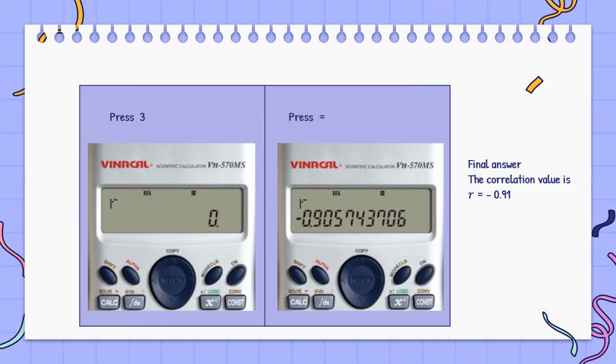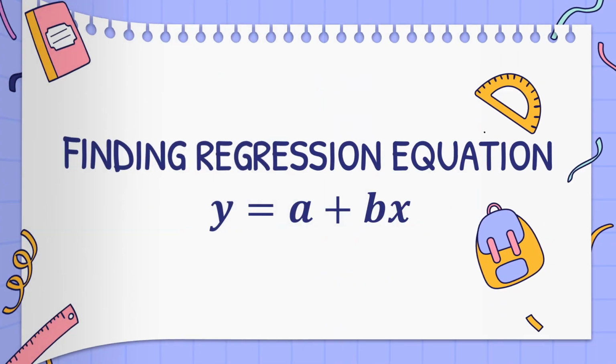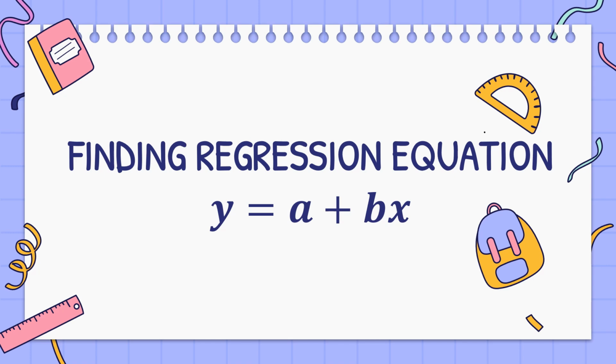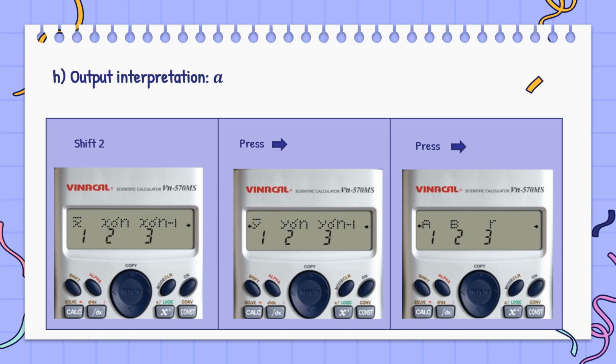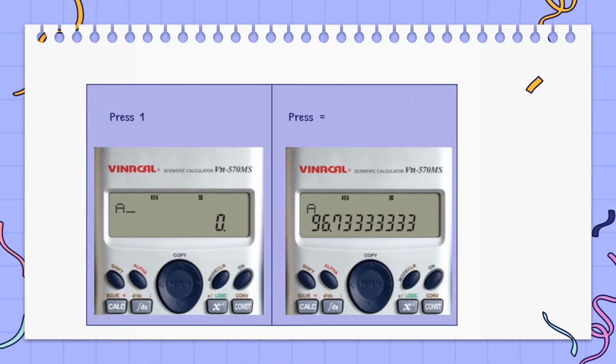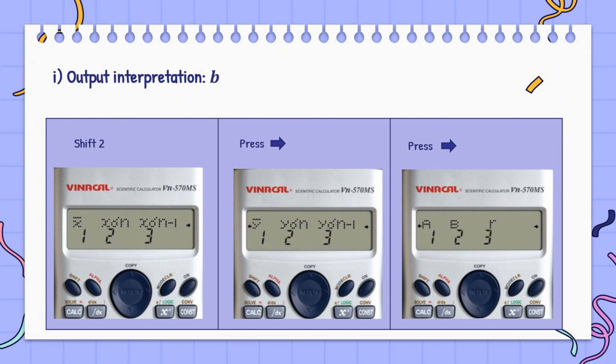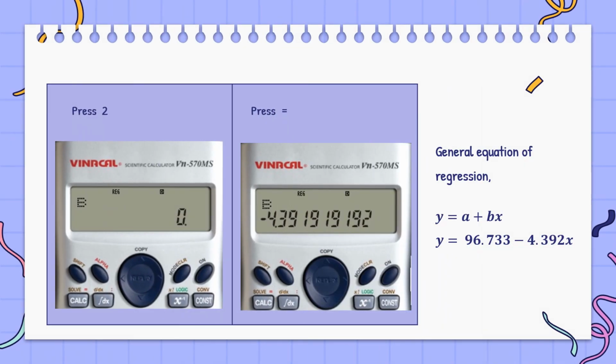Final answer. The correlation value is R equals 0.91. Finding the regression equation, Y equals A plus BX. H. Output interpretation: A. I. Output interpretation: B. General equation of regression: Y equals A plus BX, Y equals 96.733 minus 4.392X.